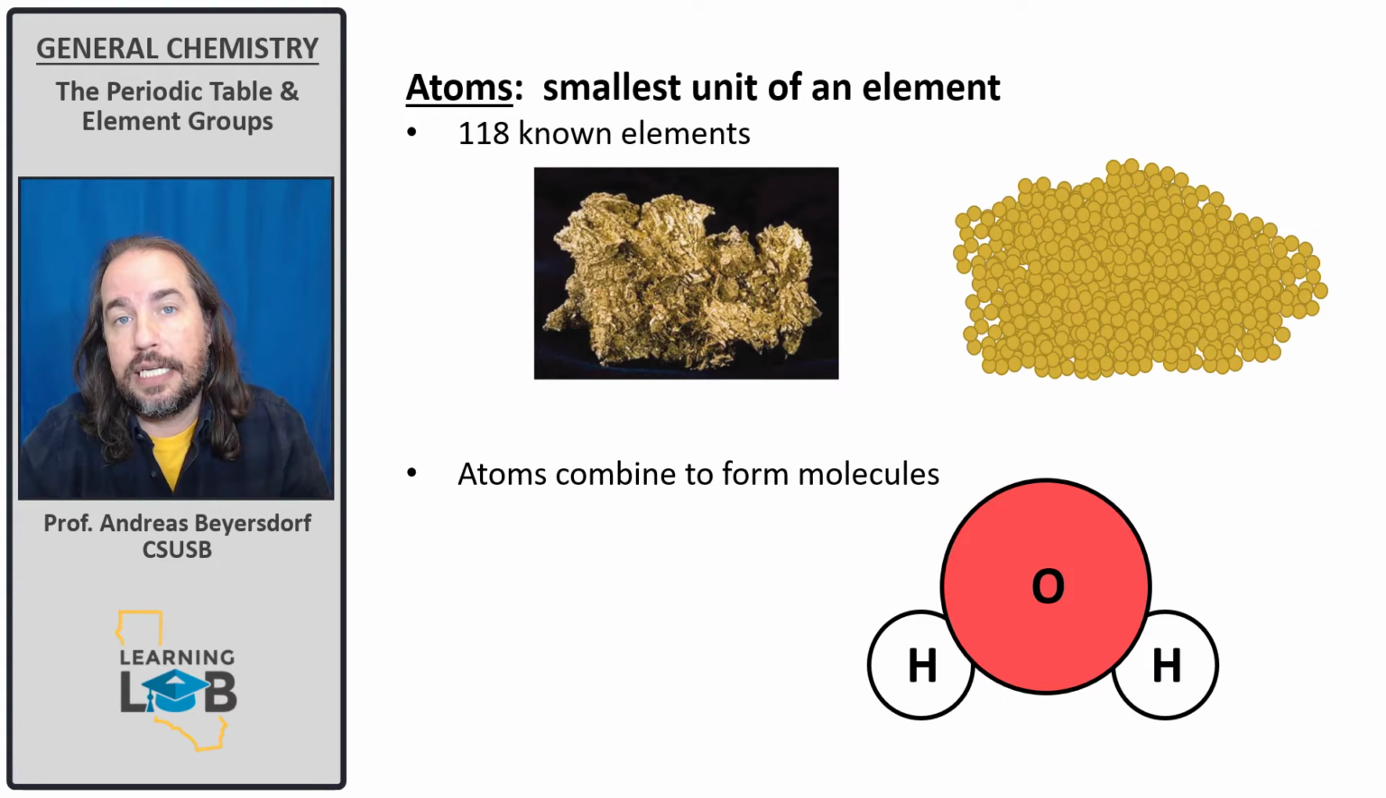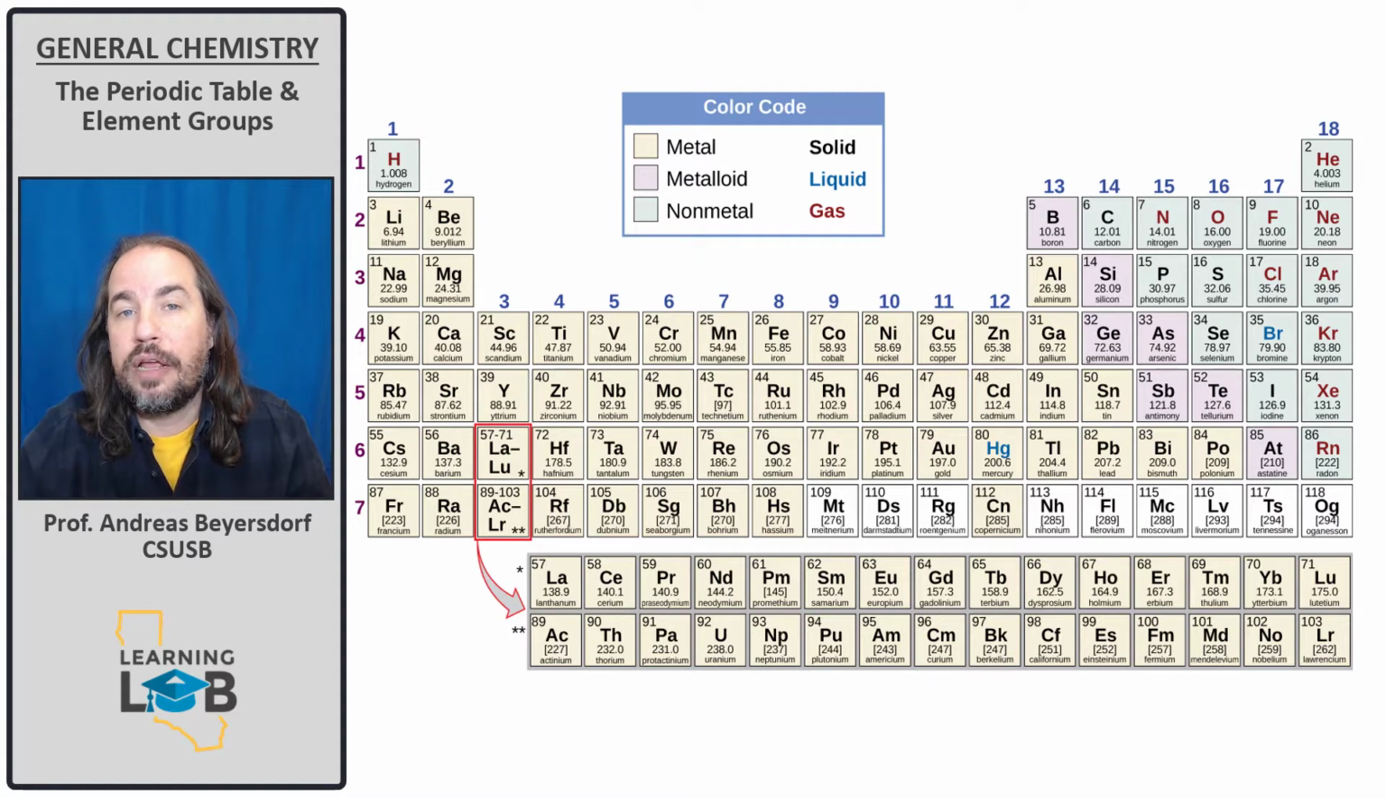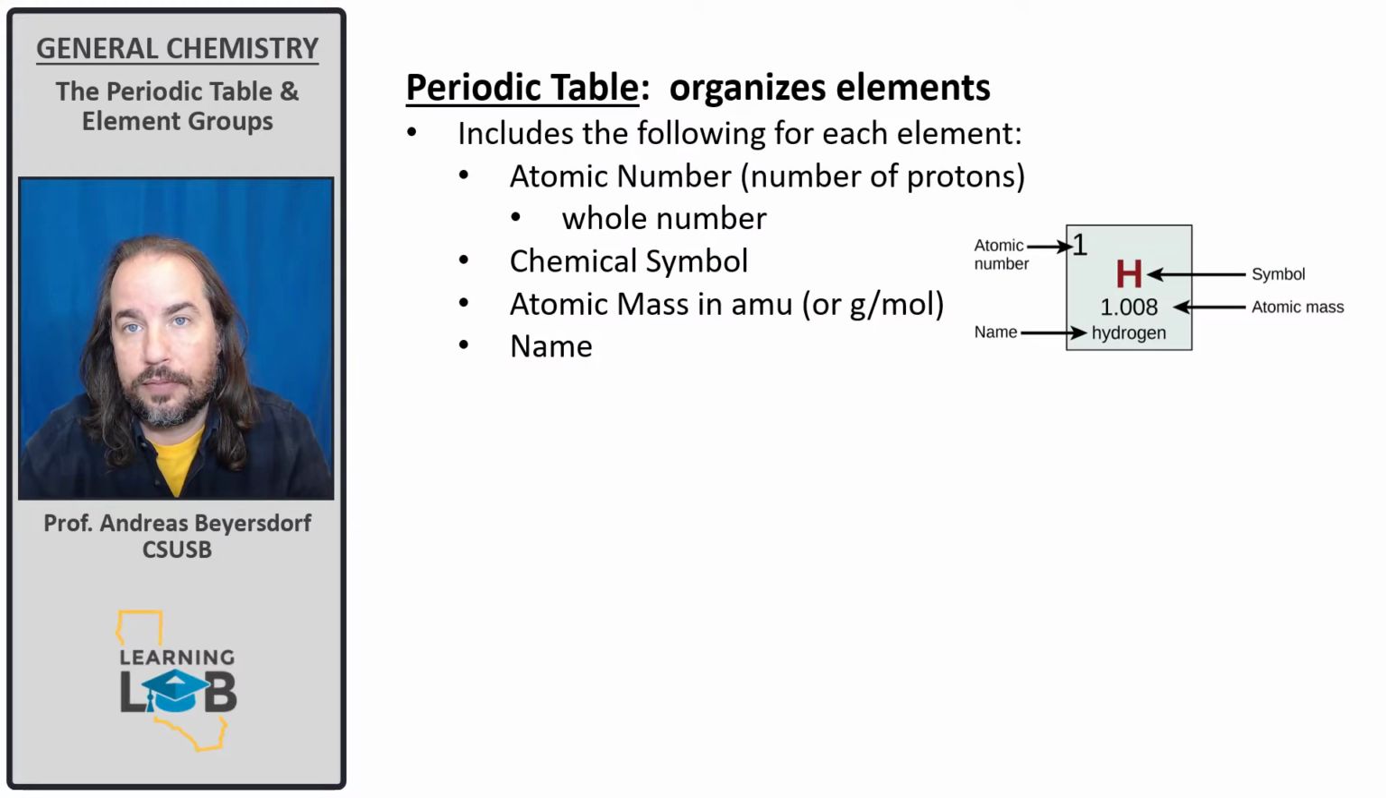There are 118 different elements, and these elements can combine to form a wide variety of compounds. Now we can find out information about the elements from a periodic table. There are many different periodic tables, but they all have the same shape and will have a similar amount of information. So let's look at one periodic table and see what we can determine.